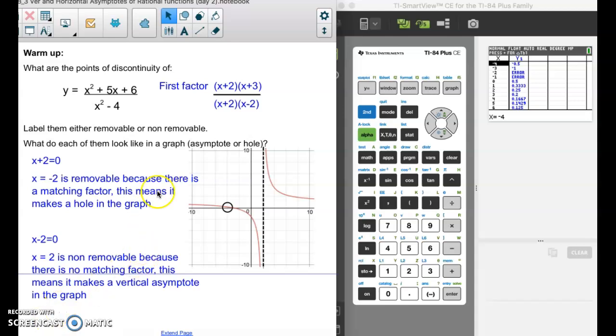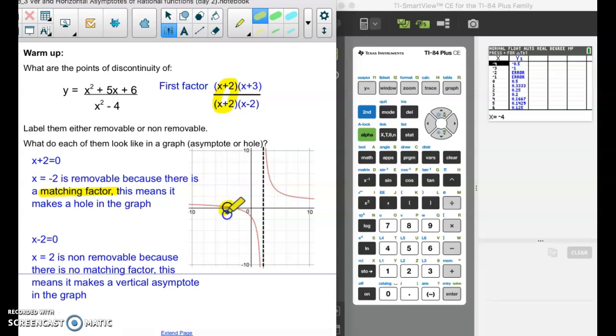All right, to review from yesterday, if we're looking for points of discontinuity, you want to first factor. You're only going to look at the denominator and set each piece of the denominator equal to 0. When you solve that, you check and see if there's a matching factor. The x plus 2 has a matching factor on top and bottom, that means it makes a hole and it's what we call removable.